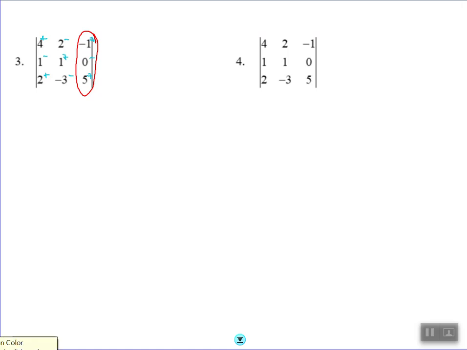So I'm going to start with the first term in this column, which is negative 1. Since that has a positive, I'm not going to change the sign. If I cross out the row and column, then I'm going to have this smaller matrix with 1, 1, 2, and negative 3.